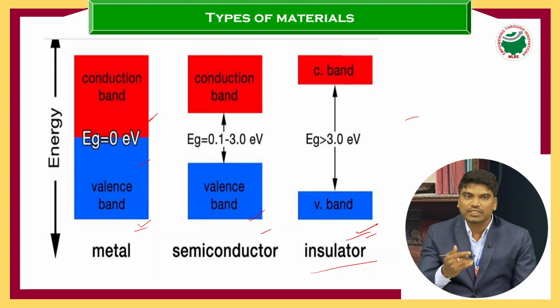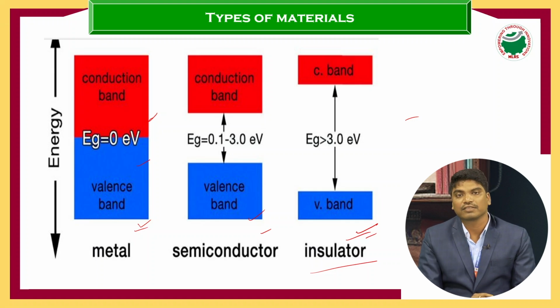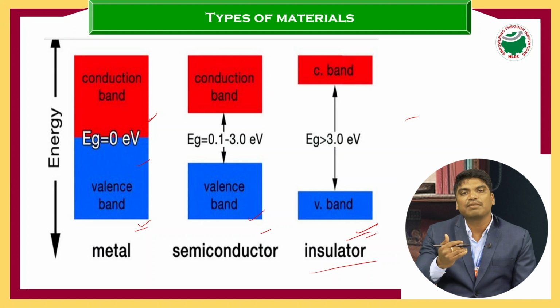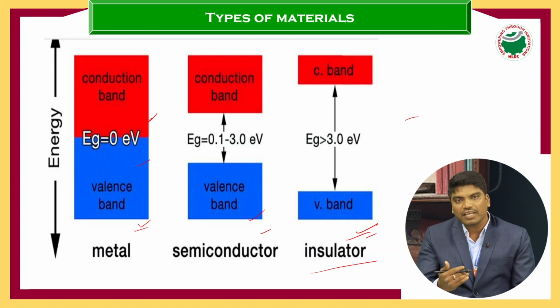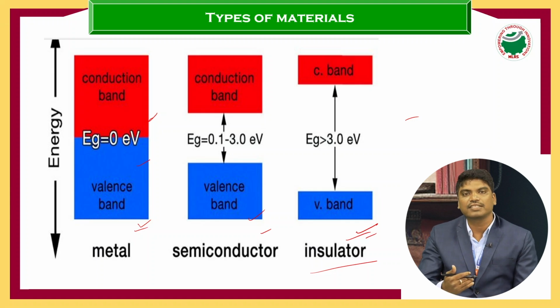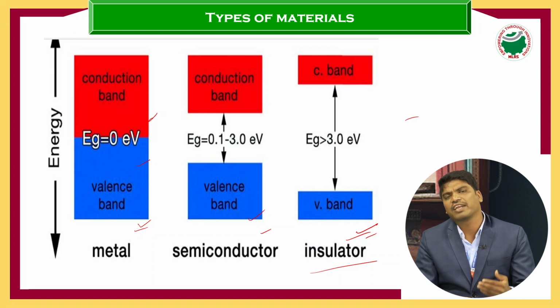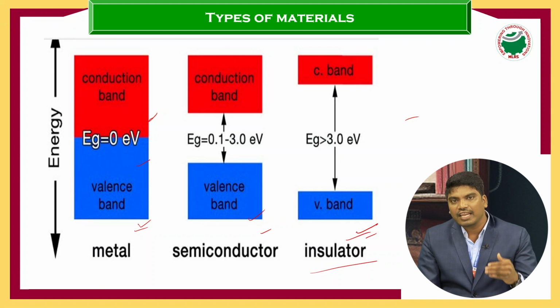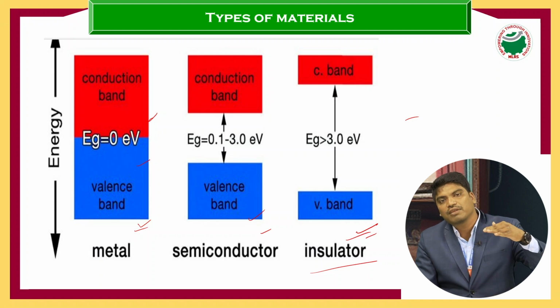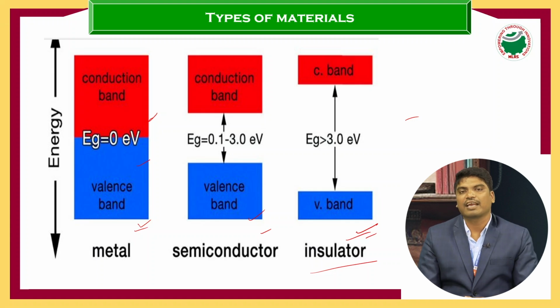The electrons in the outermost orbital are called valence electrons. These valence electrons are loosely bound to the nucleus. The electrons very close to the nucleus are called core electrons. They are tightly bonded with the nucleus, so they won't participate in any kind of conduction. But the electrons in the outermost orbital will participate in the conduction.